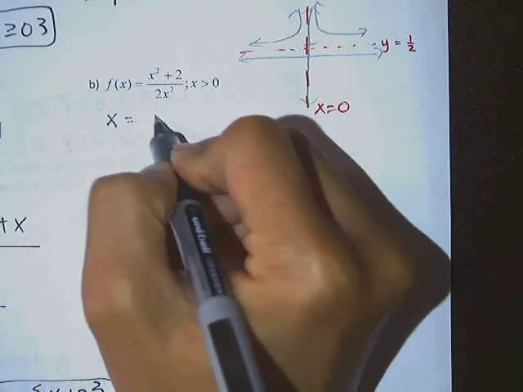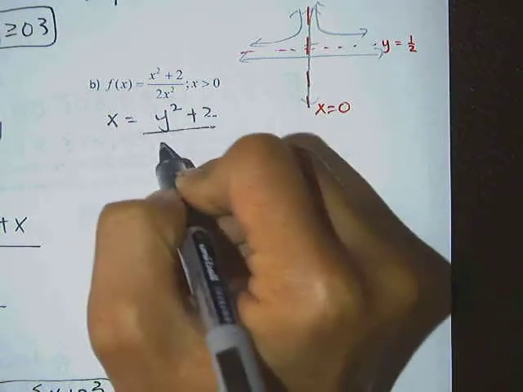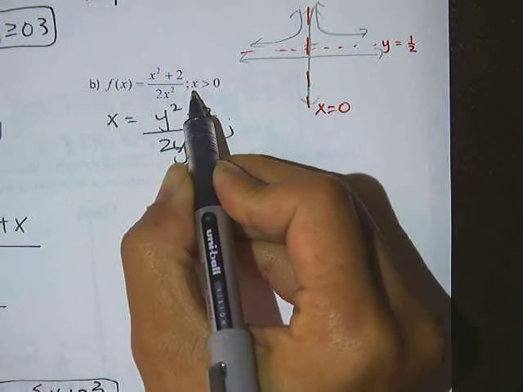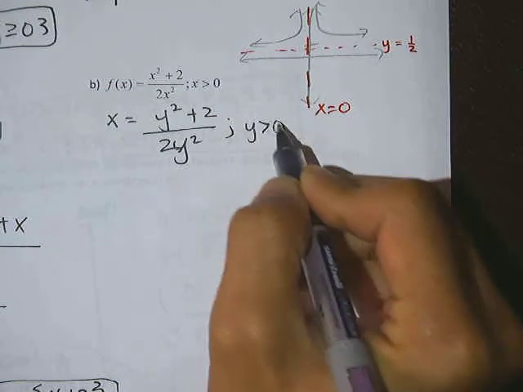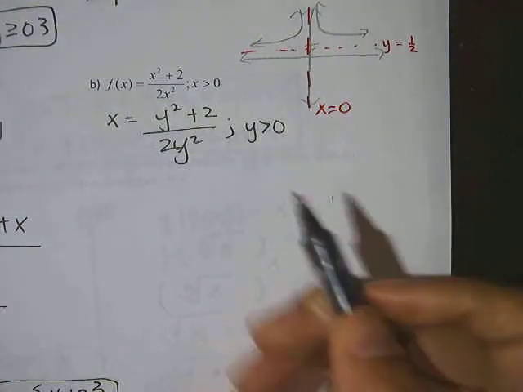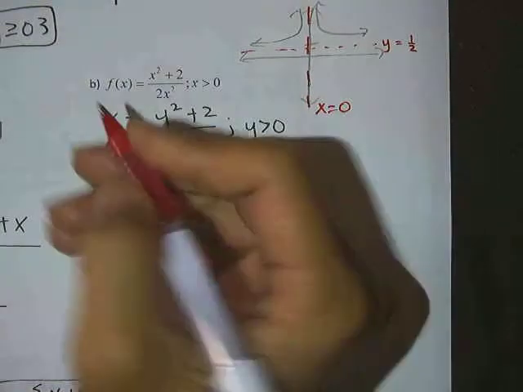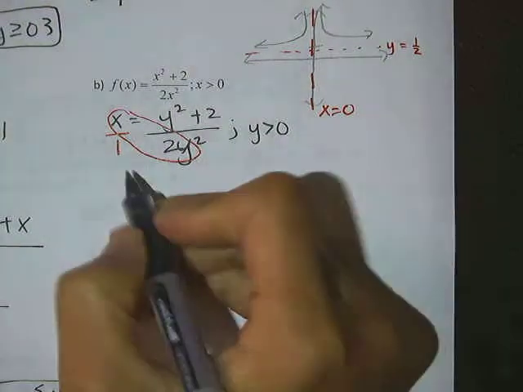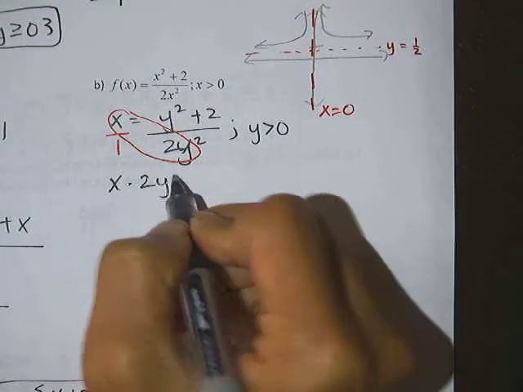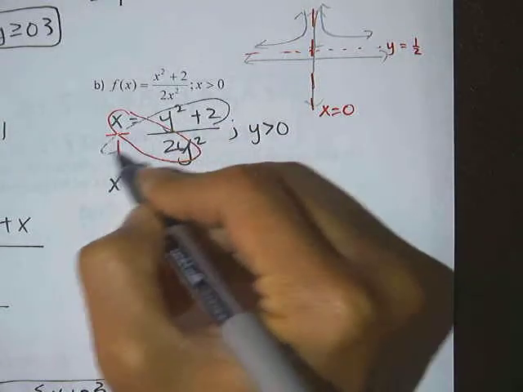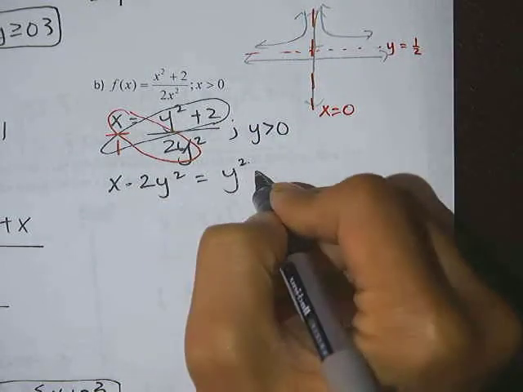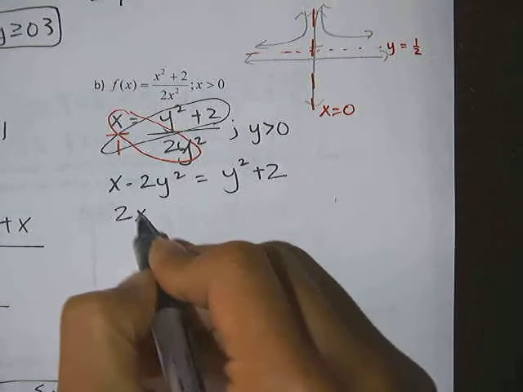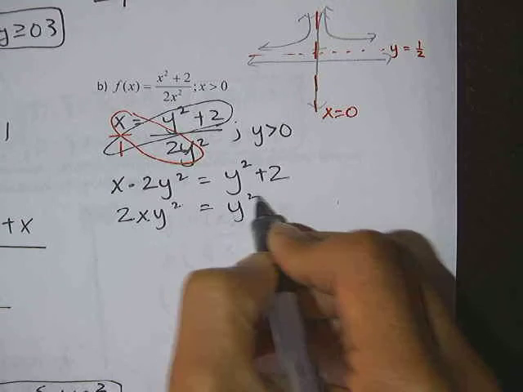So x equals (y squared plus 2) all over 2y squared. And then it says, hey, y has to be greater than 0. This is going to end up being arranged later. So from here on out, we're going to make this one into a fraction, and we're going to cross multiply. So when I cross multiply, I have x times 2y squared equals, 1 times anything is itself, so y squared plus 2. X times 2y squared is 2xy squared equals y squared plus 2.